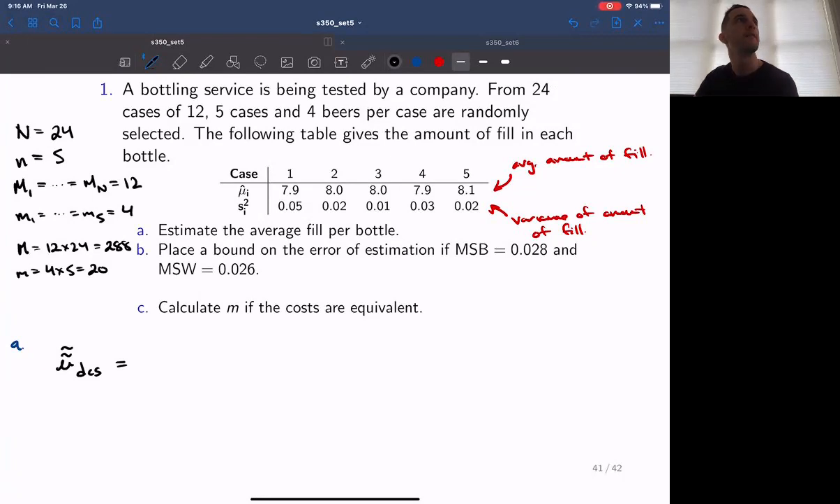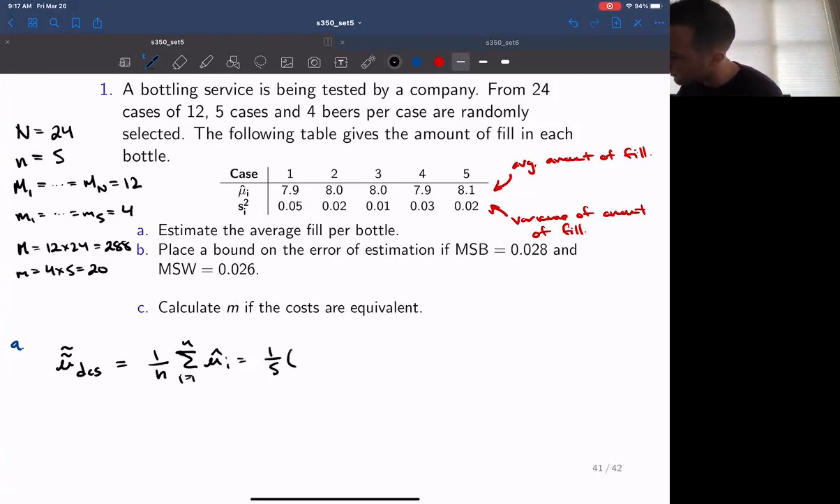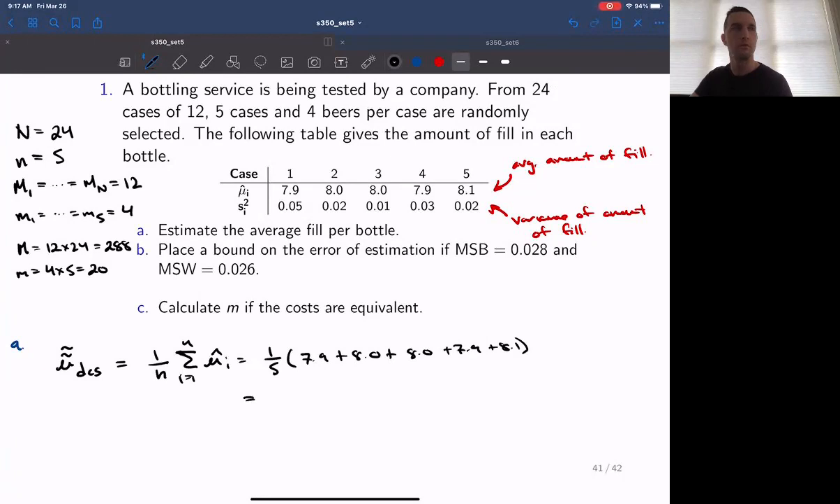All right, so I have it written as 1 over n times m. Well, I guess we have two ways that we can write this. Given the situation, we don't have the raw data, so we can just take the average of the averages from each cluster. Right, so this is going to be 1 over 5 multiplied by 7.9 plus 8.0 plus 8.0 plus 7.9 plus 8.1, which is equal to 7.98.